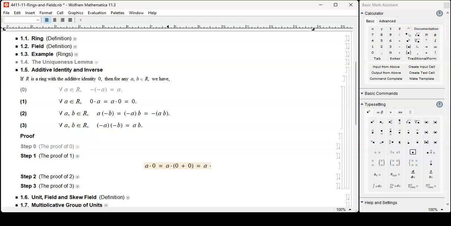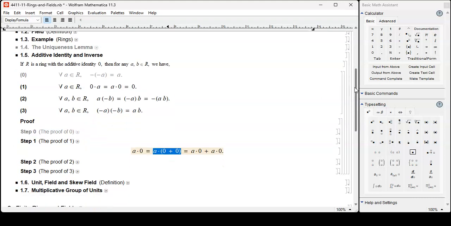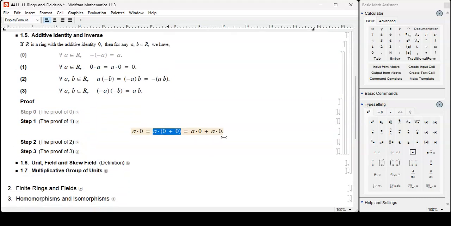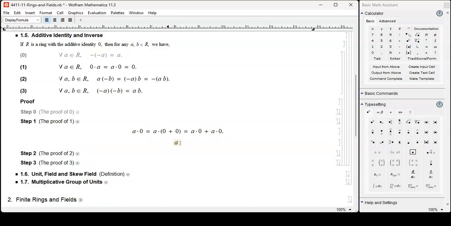a times 0, too much space there, plus a times 0, like this. Now, if you skip this middle line, then you see that a times 0 is a times 0 plus a times 0. So you can subtract the same thing, a times 0, from both left-hand side and right-hand side. Let's go ahead and do that. Left-hand side, a times 0 minus a times 0. And right-hand side, a times 0 plus a times 0 minus a times 0.